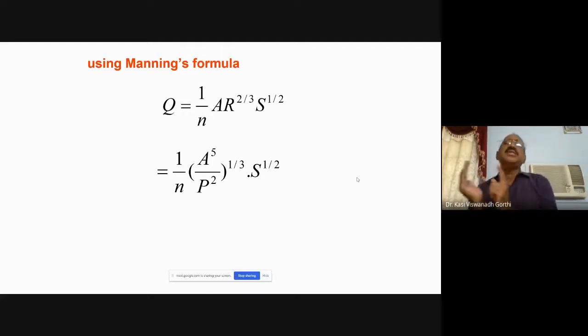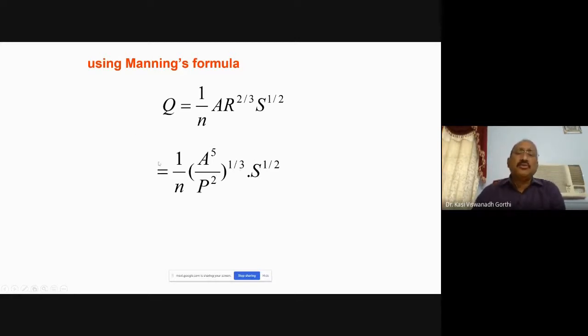Till now, we assessed the condition for maximum discharge in a circular channel using Chezy's formula. Now, if you use Manning's formula, how would it be different? Let us see. The discharge Q is 1 by n, A R to the power 2/3, S to the power half, where R is A by P. If you take A inside, it becomes A to the power 5 by P square, whole to the power 1 by 3, because you have A to the power 2 by 3 plus A to the power 1, so A to the power 5 by 3 divided by P to the power 2 by 3, into S to the power half.